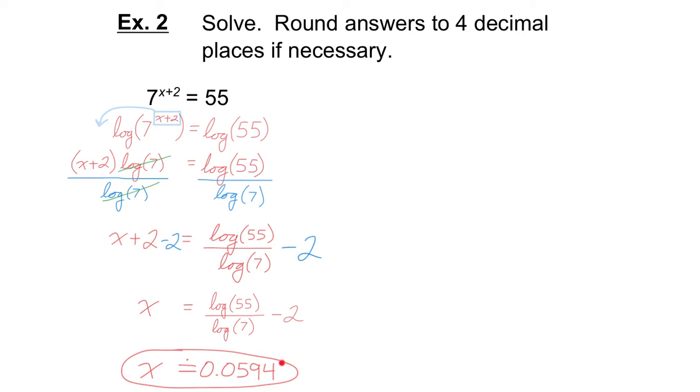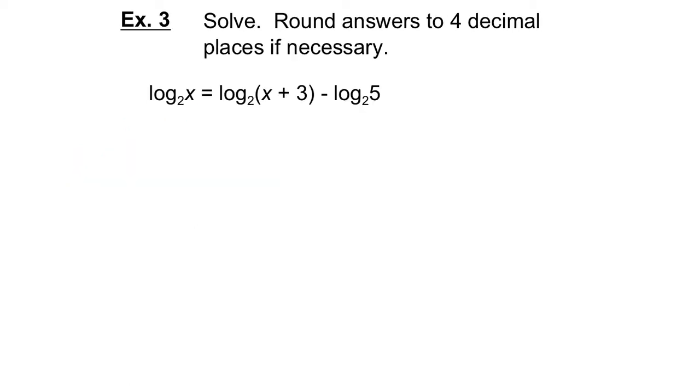So if you did not get this as your final answer, you should just double check that you're using your calculator correctly. It should do order of operations for you automatically, but perhaps you're having trouble. Sometimes if you do log 55 divided by log 7, then hit equals and then subtract 2, that usually fixes the problem. But if you're running into issues, let me know so I can help.